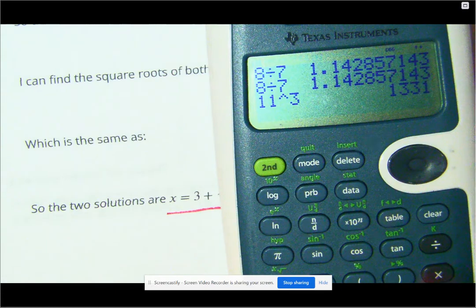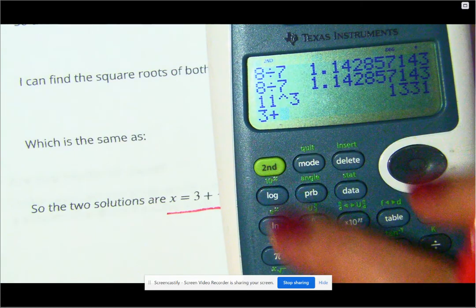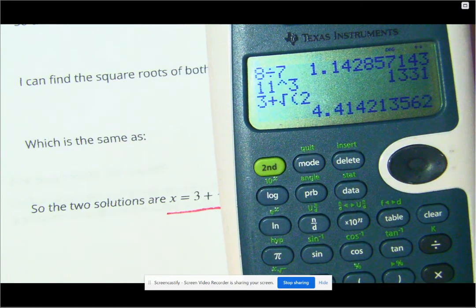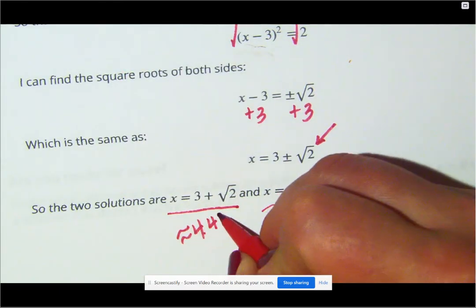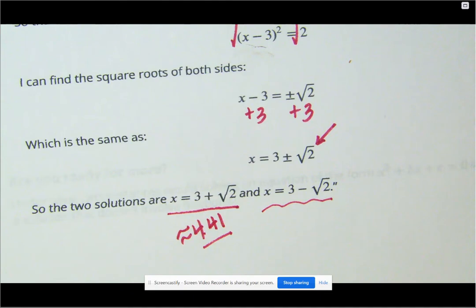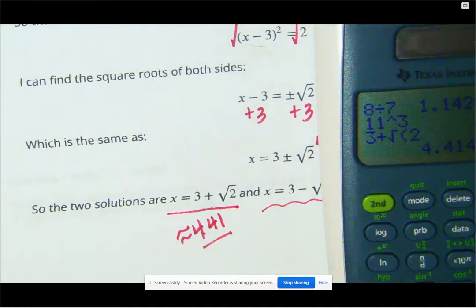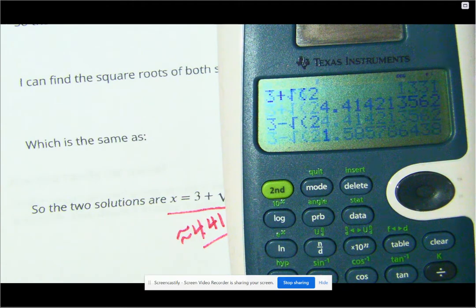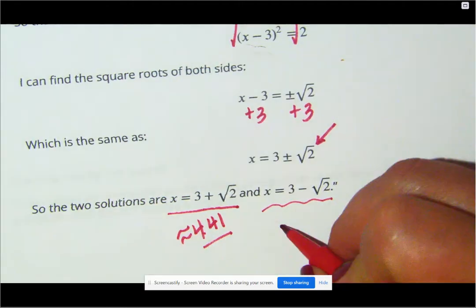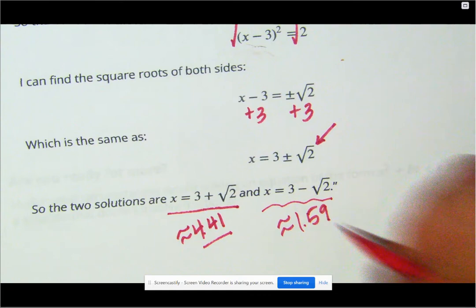So let's go look. 3 plus the square root of 2 is about 4.41. Now, you're not going to be allowed to write that as your answer, but we're going to use that as a checking mechanism. And then 3 minus the square root of 2, about 1.59. And we'll go do that in a minute.